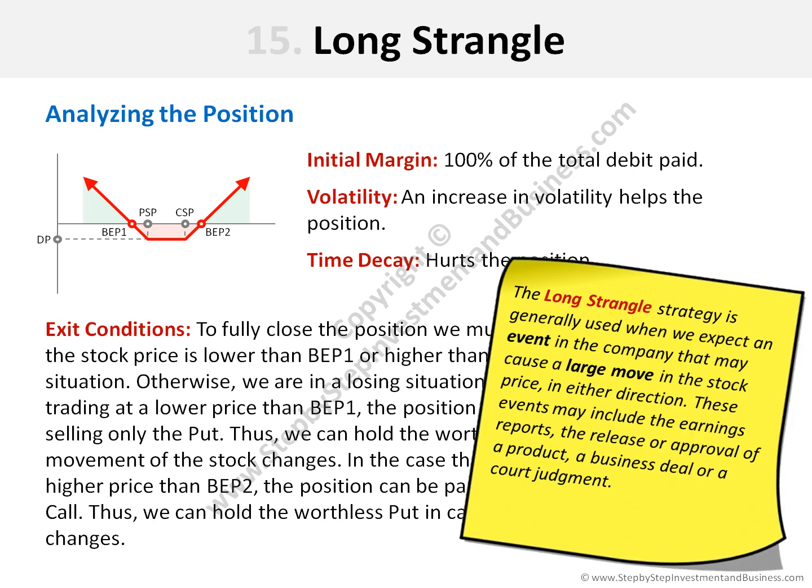The Long Strangle strategy is generally used when we expect an event in the company that may cause a large move in the stock price, in either direction. Remember that with this strategy, we can make profits both to the downside and to the upside, so what we expect is a strong move in the stock, no matter what direction it is. The events that can cause a large move in the stock price may include the earnings reports, which are released quarterly, the release or approval of a product, a business deal, or a court judgment.